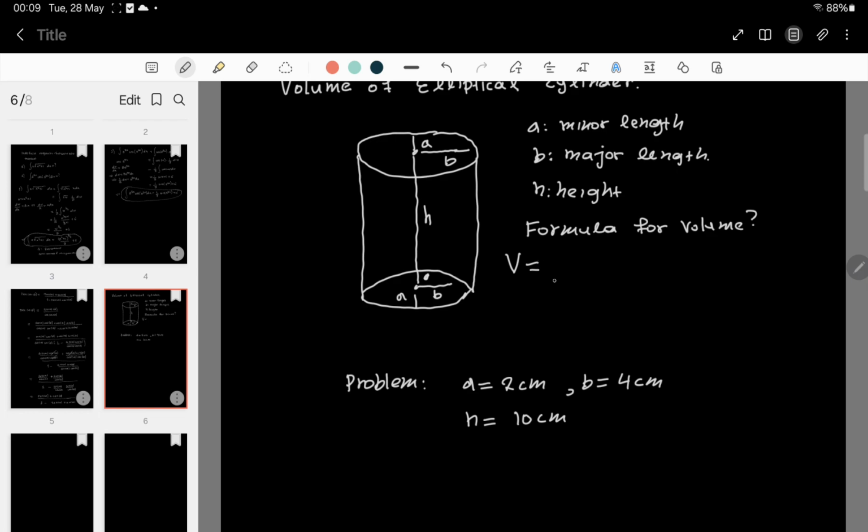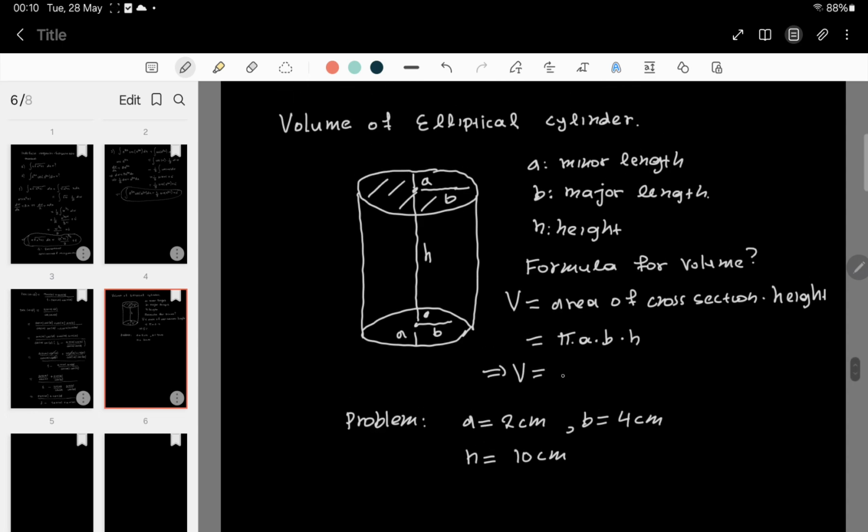The volume is the area of the cross section times the height. The area of the cross section is pi times A times B. It's the area of the ellipse times the height. So the volume of an elliptical cylinder is pi times A times B times H.